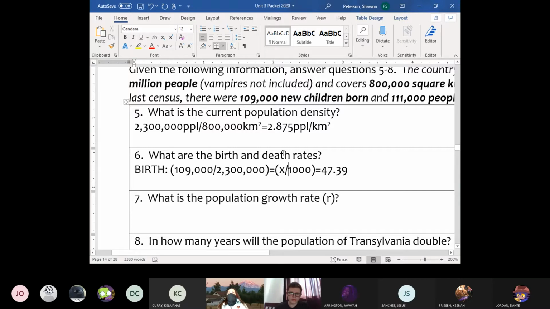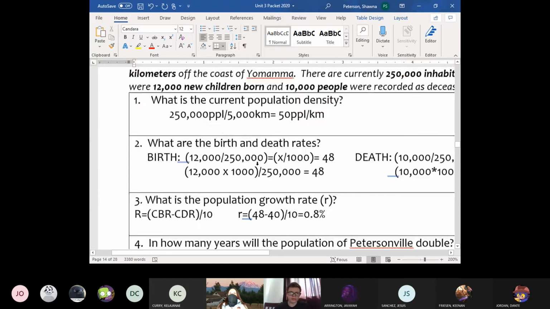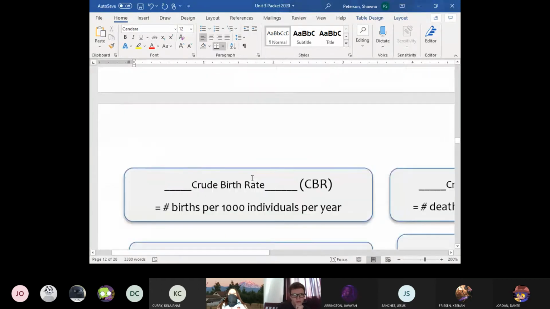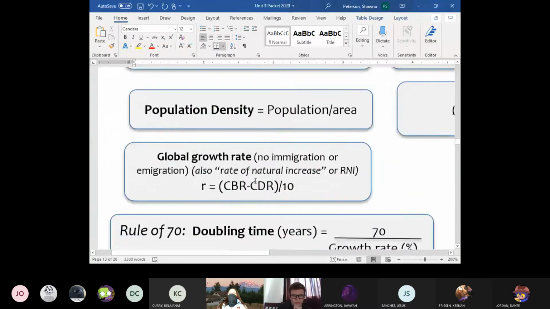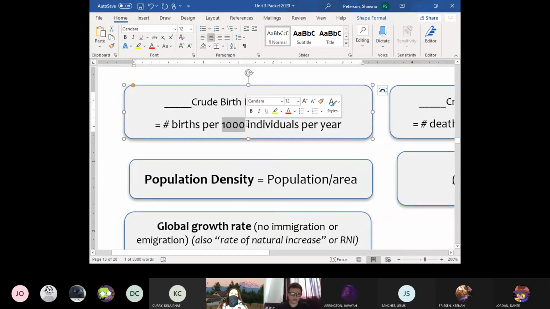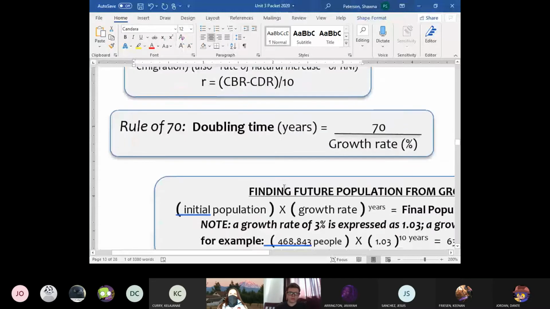So the 1,000 comes from, I'm going to scroll up for a second, guys. Ooh, I scrolled up way too far. So when we're talking about crude birth and death rates, it's per 1,000. So that's where the 1,000 comes in.